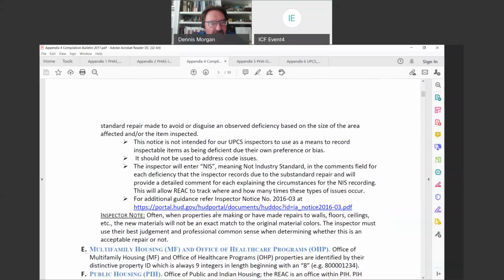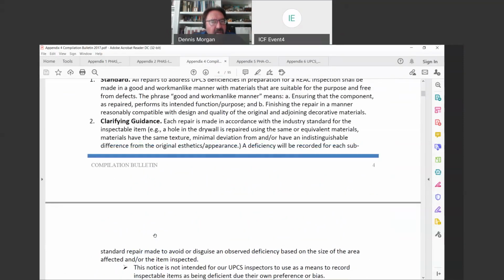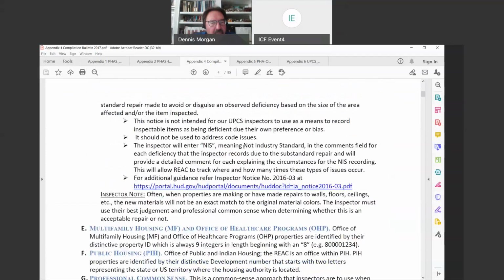Often these properties are making repairs to walls, floors, and ceilings, and the new materials are not an exact match. So it's saying use the best judgment, but within this scoring system, it's also going to tell them a percentage of that particular carryover as well. I want to make sure I'm trying to give it the appearance that there never was a repair there. But if I'm using a non-industry standard, then the inspector will indicate that the repair was made, but the repair is non-industry standard, not using the same texture or deviating from it in aesthetics as well, not doing it in a good workmanship-like manner.